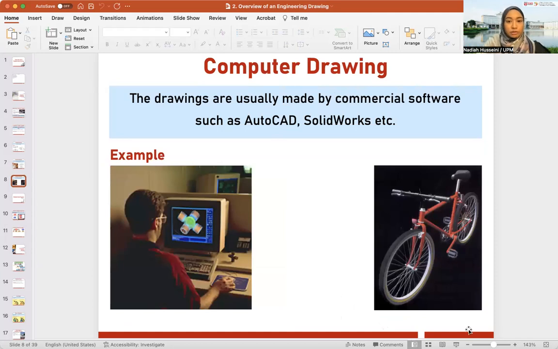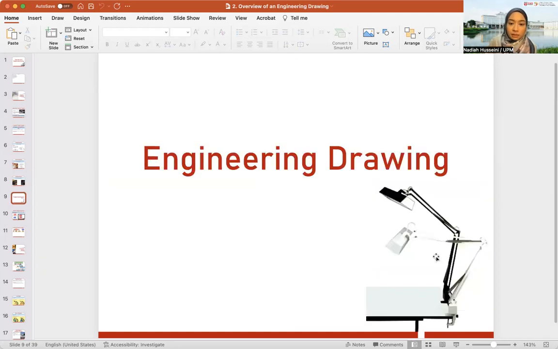So drawings are usually made by commercial software such as AutoCAD, SolidWorks. I believe you know CATIA as well, if you've seen it before. So this is a bicycle made with AutoCAD. You can have a bicycle drawn using AutoCAD. Companies, before they start manufacturing, draw it in 3D like this, and they decide on the design. Okay, so moving on to engineering drawing.